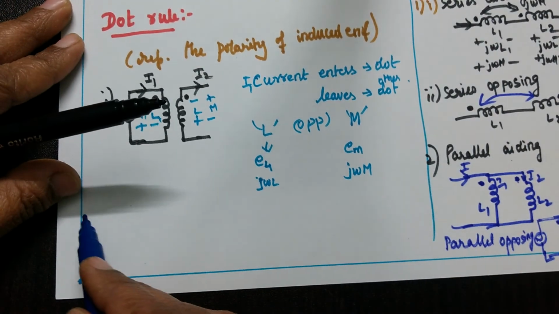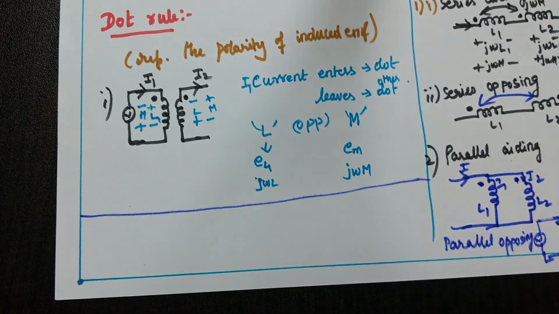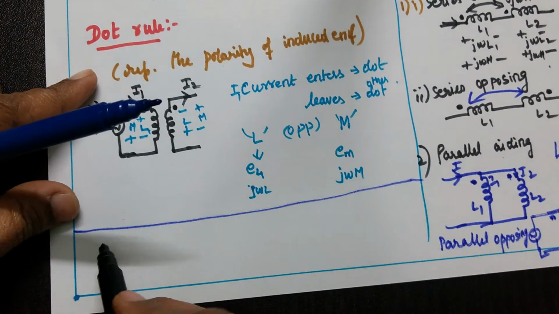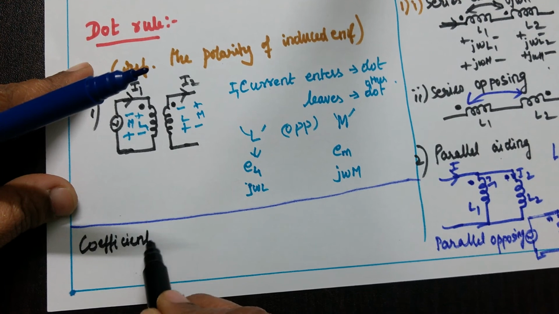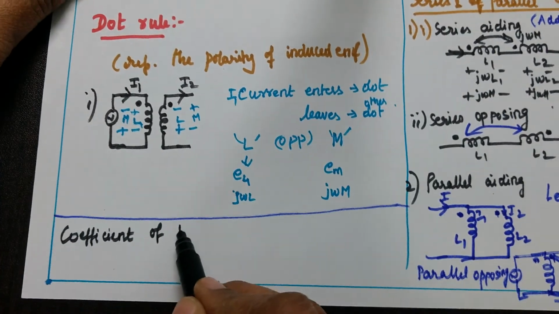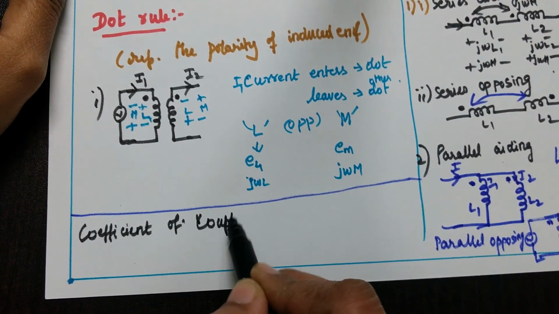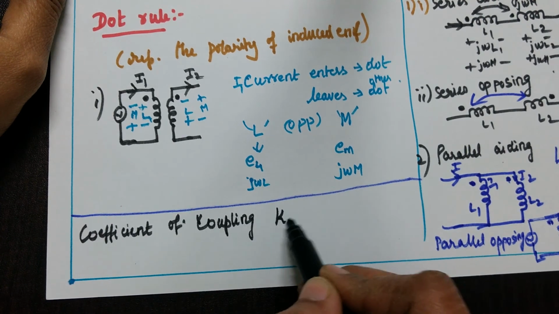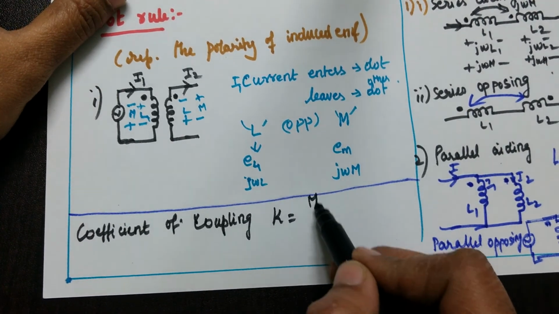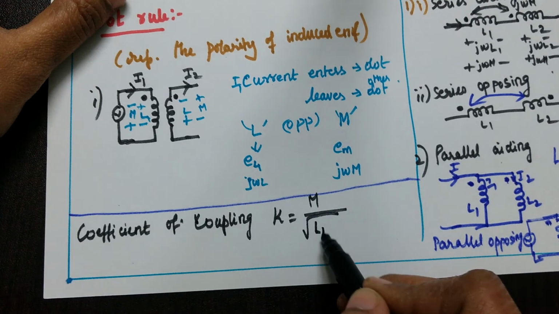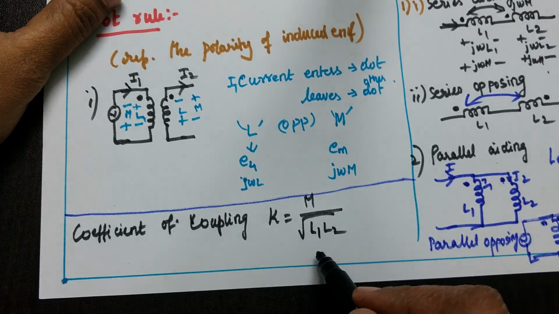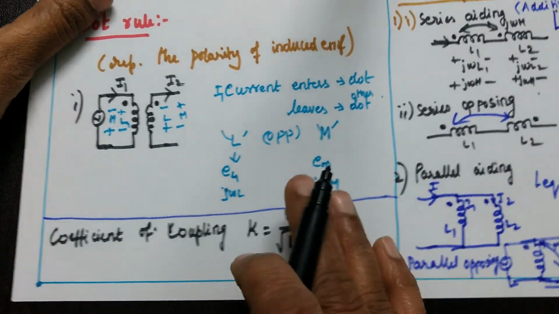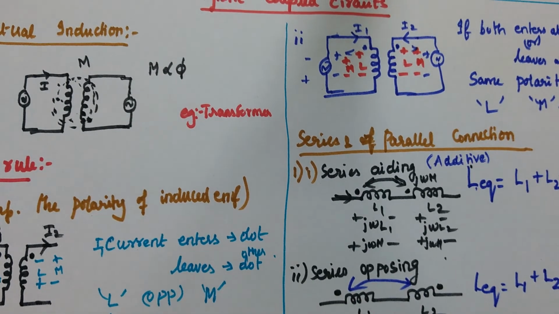And the last one is the coefficient of coupling. The coefficient of coupled circuits, the coefficient of coupling, is represented as K. So K equals M by root of L1 L2. So this is the formula to find the coefficient of coupling. So that's all about the introduction of magnetically coupled circuits.